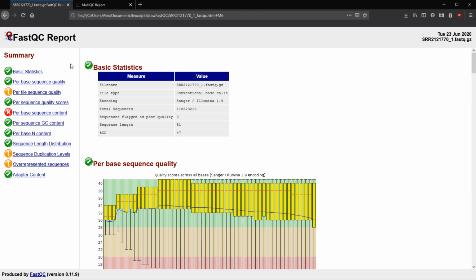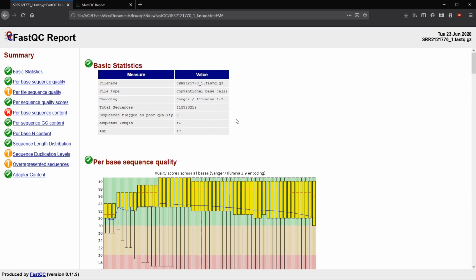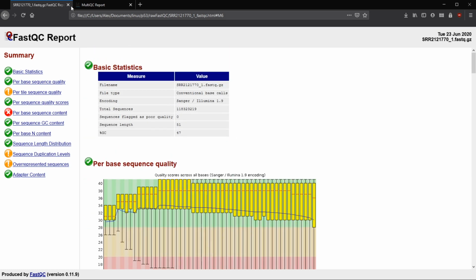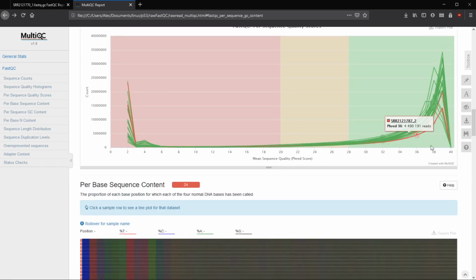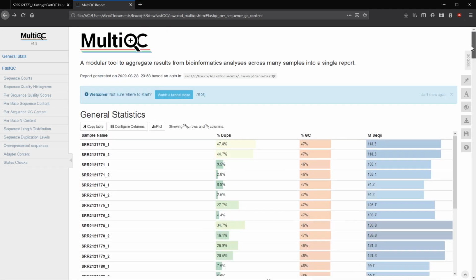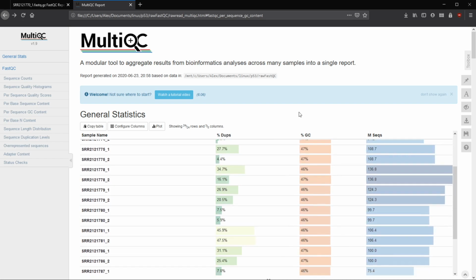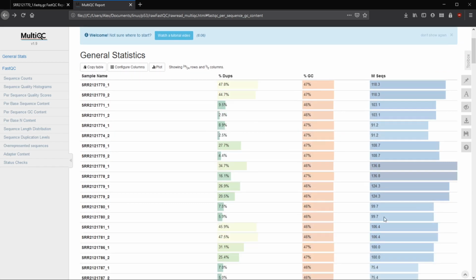But here we have both the SRR2121770 forward read that we had looked at a little bit last time before we went on to trimming. And then we also have the MultiQC report. And the MultiQC report has everything, all of our reads thrown together. So we have our SRR2121770 forward, 770 reverse, 771 forward, reverse, so on and so forth, all the way down. We can click this to show everything.